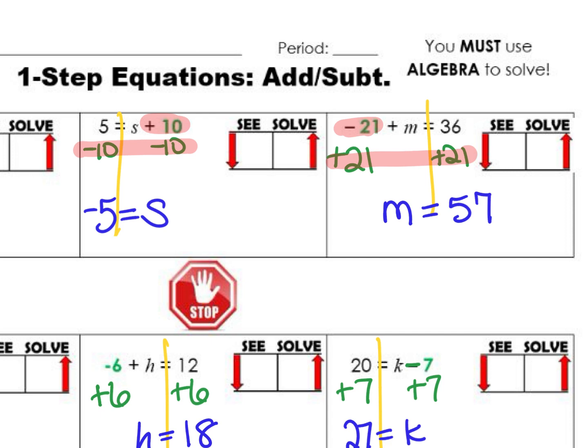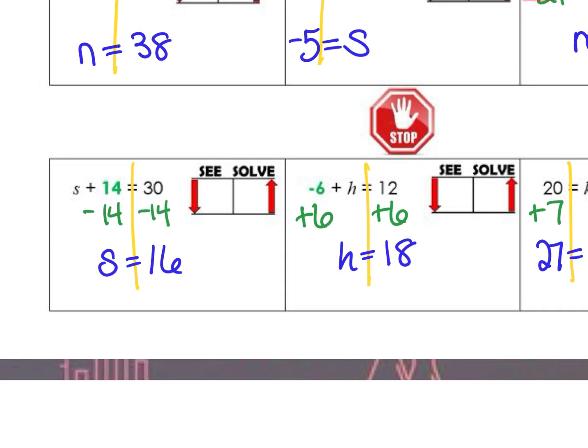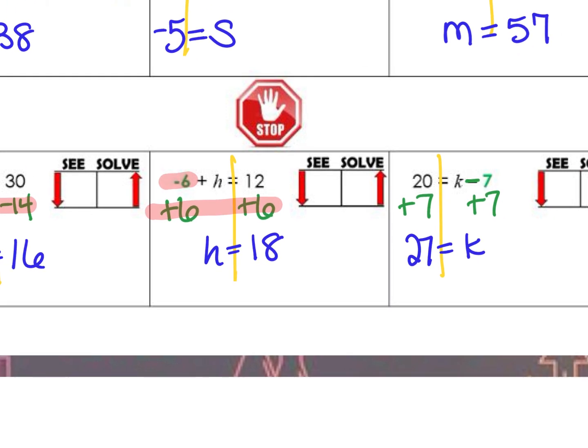Okay? Next row. The equation has a +14, so you should have done -14 on both sides. Next one, the equation has a -6, so you should have done +6 on both sides. And that last one, the equation has a -7, so you needed to do +7.